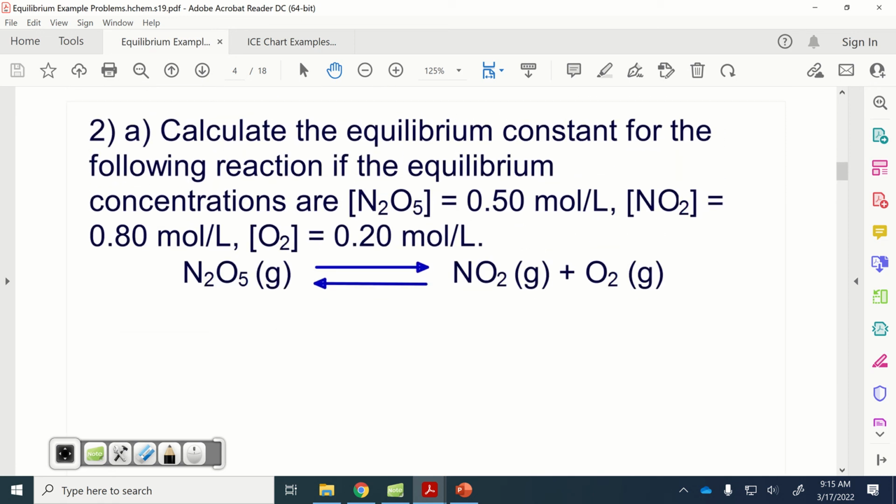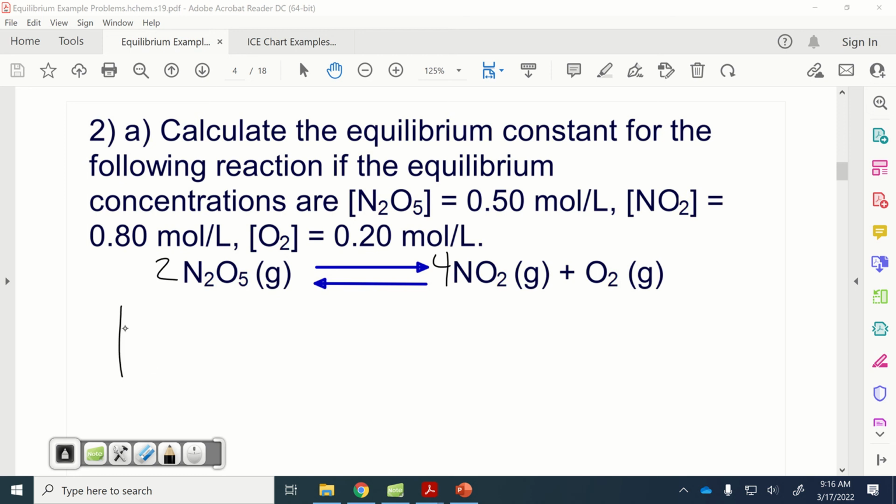Okay. So, calculate the equilibrium constant for the following reaction. Again, if the equilibriums are blank, blank, blank. Okay, 0.5, 0.8, and 0.2. So we gotta make sure we're balanced. I now have 5 O's versus 6 O's, so I'm gonna have to double that. So now I have 4 N's, 10 O's. So we're gonna raise something to the 4th power here. That's gonna be pretty big.